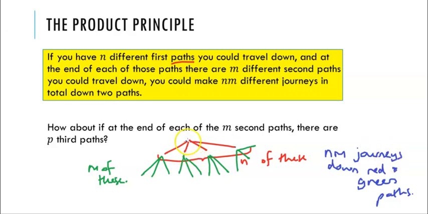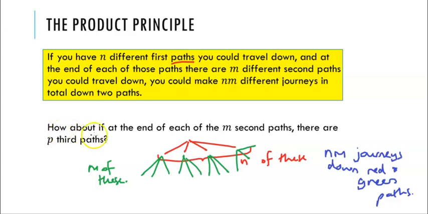The idea, of course, is that you can only go down and then down. Like you have to keep going down. You can't go back up or something. Then that's a whole bunch of other different journeys. So assuming you can only go down, we have n times m different ways to do that in total.